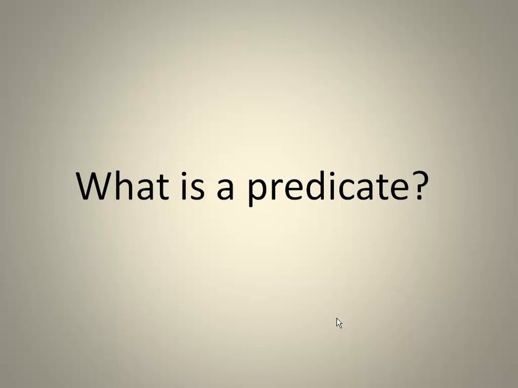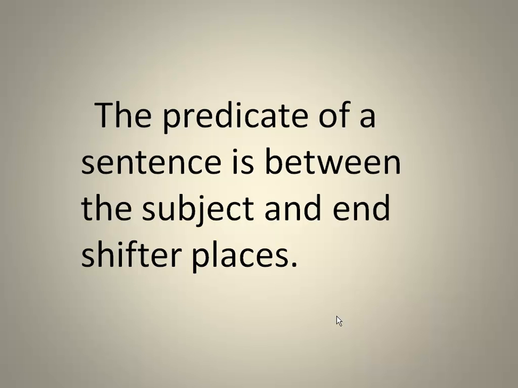Now we're ready to answer the question, what is a predicate? The predicate of a sentence is between the subject and end shifter places. We're only talking about places here. We're not talking about ideas or parts of speech or anything like that at all. We're just talking about the locations that can be found in a sentence.